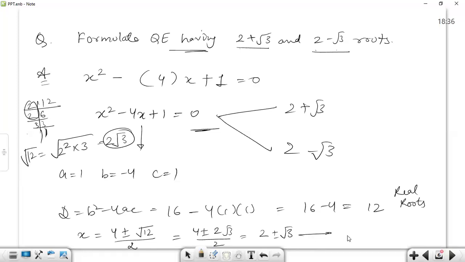So now we come to know these are irrational roots. Why so? Because the discriminant given was not a perfect square. 12 is not a perfect square. That's why the roots were irrational.